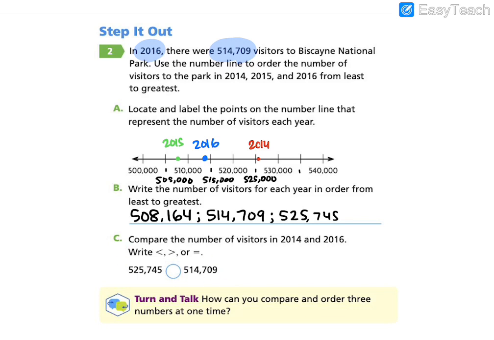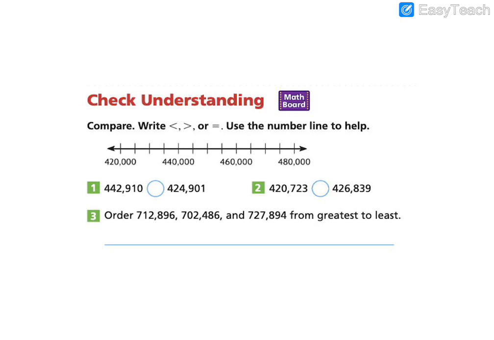We're going to go ahead and show that comparison between 2014 and 2016. Which of these numbers is greater? 525,000 is greater. Right, go ahead and complete check understanding and press play when you're done.